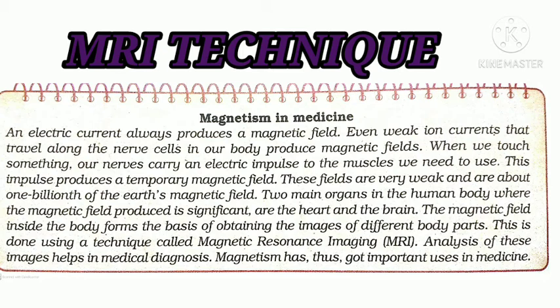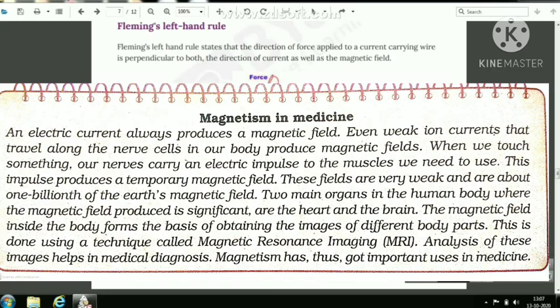The magnetic field inside the body forms the basis of obtaining images of different body parts, and this is done using a technique called magnetic resonance imaging, that is MRI. Analysis of these images helps in medical diagnosis. Magnetism has thus got important uses in medicine.